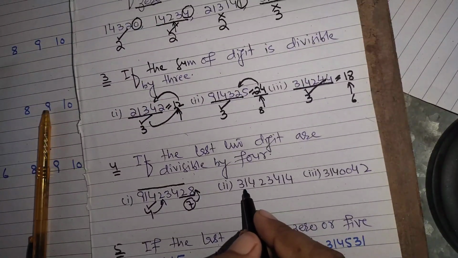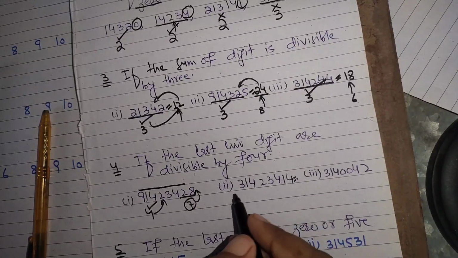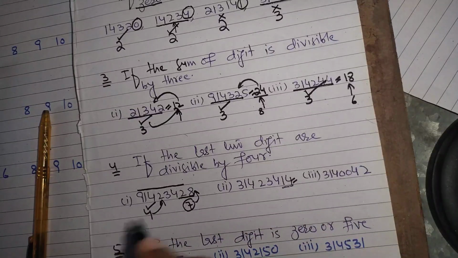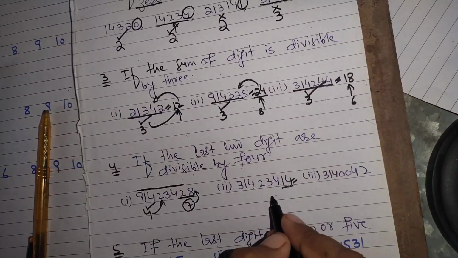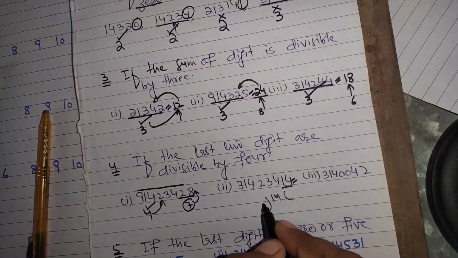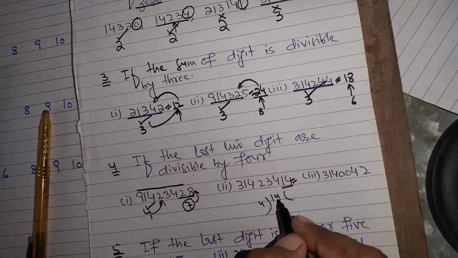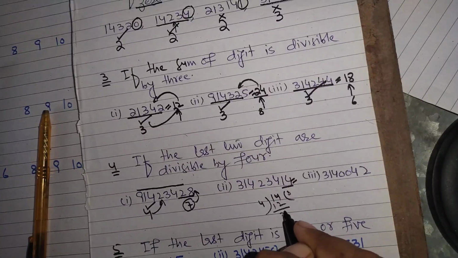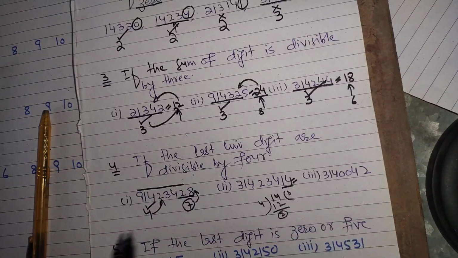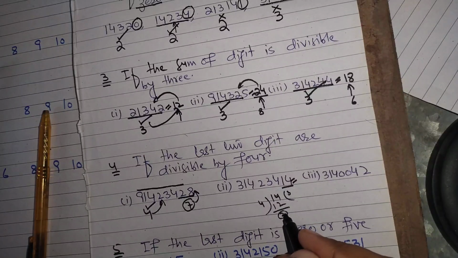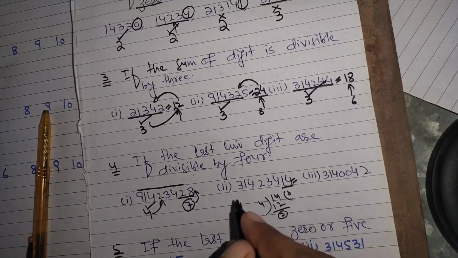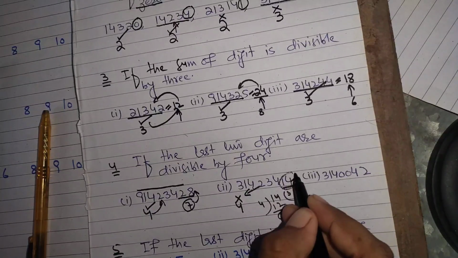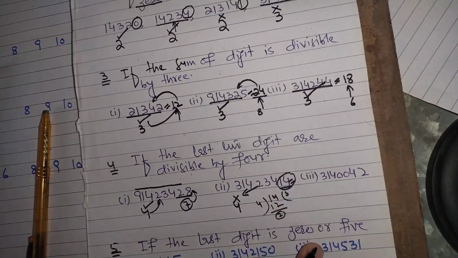Now let's come to the second number. Here we apply the same rule. We check the last two digits. Here it is 14. If we divide 14 by 4, 4 times 3 is 12, remainder 2. A remainder of 2 means that 4 does not divide that number. 14 is not divisible by 4.